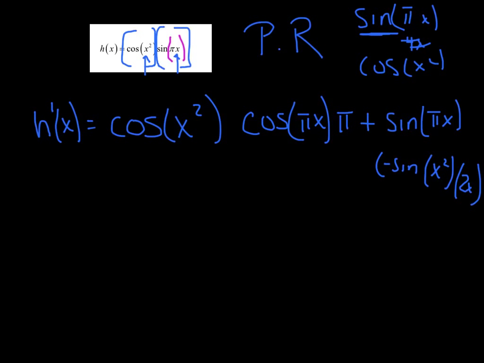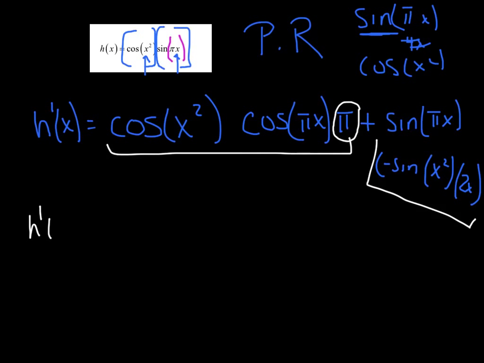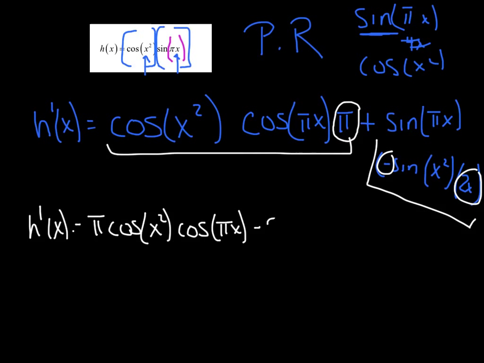Alright, so I got a little sloppy there. My next goal is to see, does this side of the plus and this side of the plus have anything in common? Is there a GCF you can pull out? And hopefully you're saying, no, I don't see one either, so I'm just going to neatly rewrite this. Just remember, coefficients come up front. So h prime of x equals pi, and I'm going to say the cosine of x squared times the cosine of pi x. Notice this is a minus, and I can pull that 2x out, so minus 2x sine of pi x sine of x squared. And that's really all I can do, nothing else there.